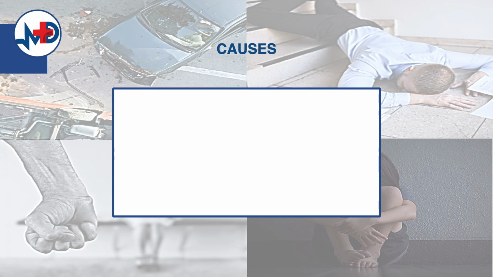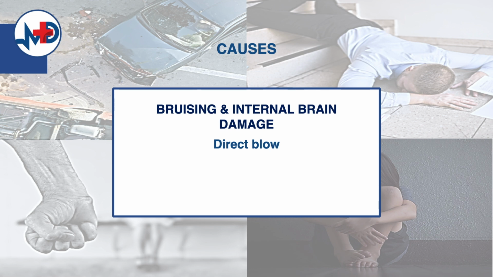But what causes bruising and internal damage to the brain? When there is a direct blow to the head, shaking of the child as seen in many cases of child abuse, or a whiplash injury. This is seen in motor vehicle accidents.